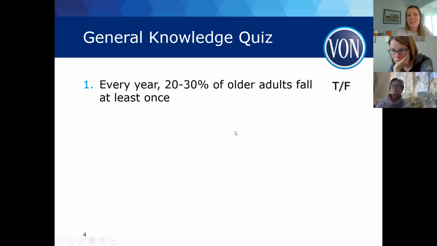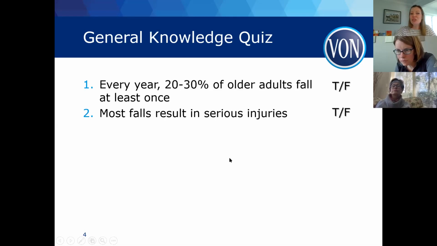So the first question is, every year 20 to 30% of older adults will fall at least once. What do we think? True. True, I'm hearing trues. All right. Number 2, most falls result in serious injuries. True or false? False. I'm going to say false.